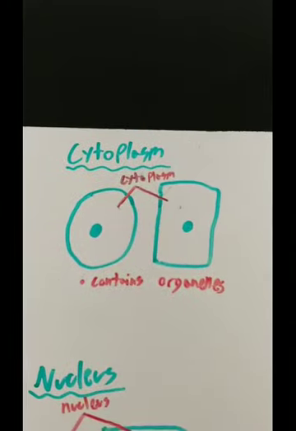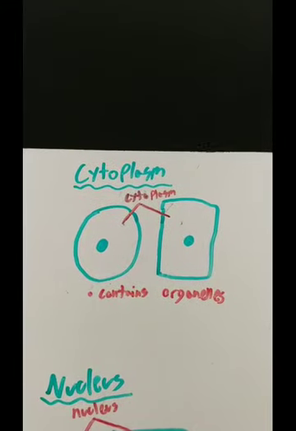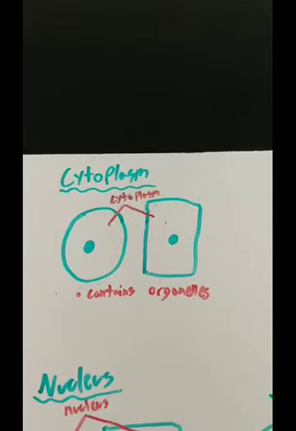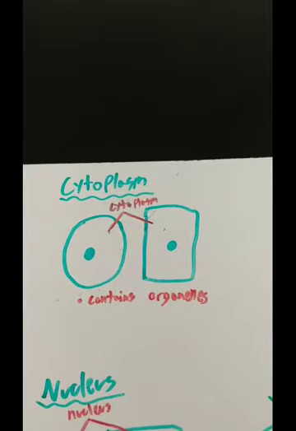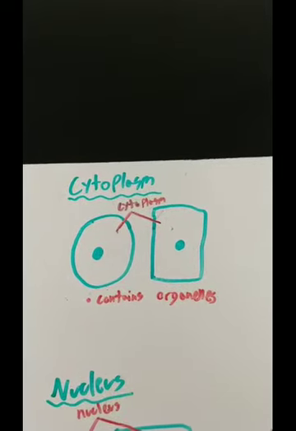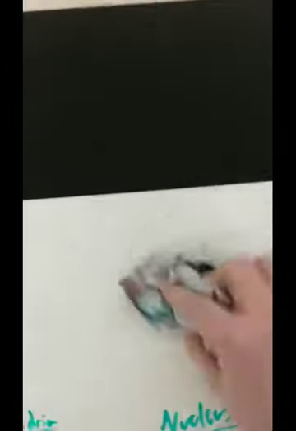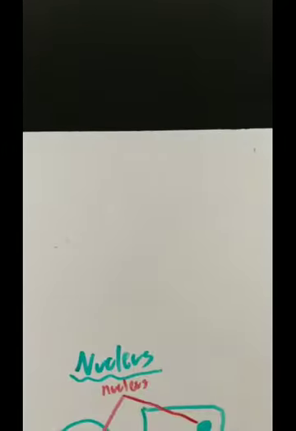Next is the cytoplasm. All cells have cytoplasm, and it's a jelly-like liquid that contains the organelles and provides space for them. I like to relate the cytoplasm to a warehouse, a big space for all of the equipment, people, whatever, that just gives it space.